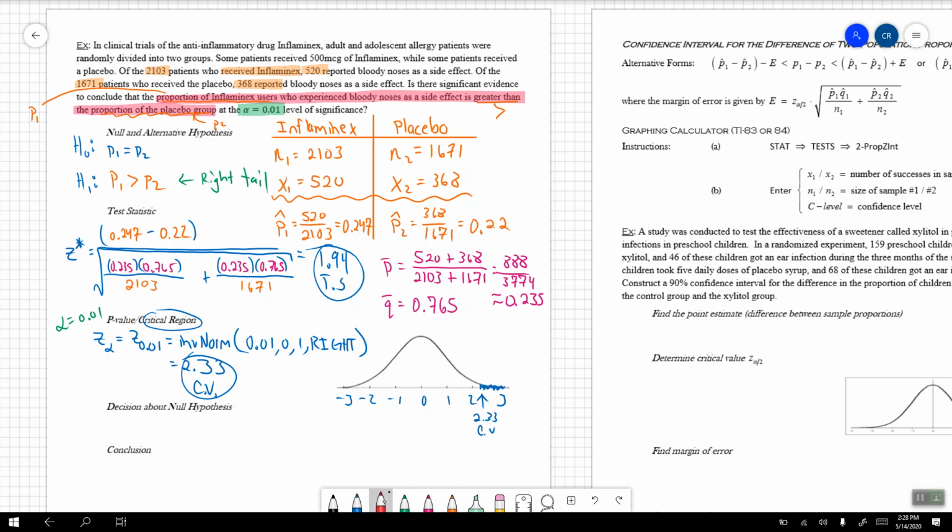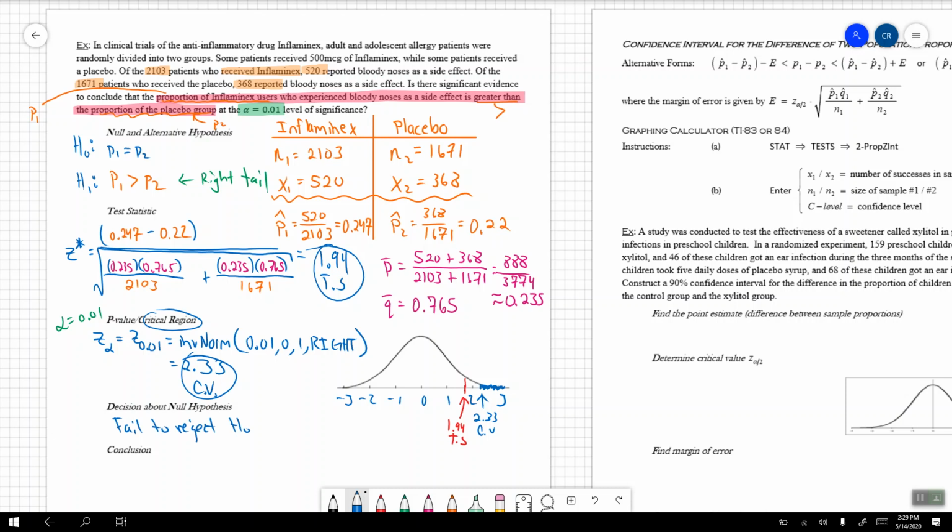The test statistic here is 1.94. 1.94 falls right in here. So that's 1.94. This is the test statistic. Since the test statistic does not fall in that friend zone, we do not reject, which means we need to fail to reject in this particular case. Fail to reject the null hypothesis.